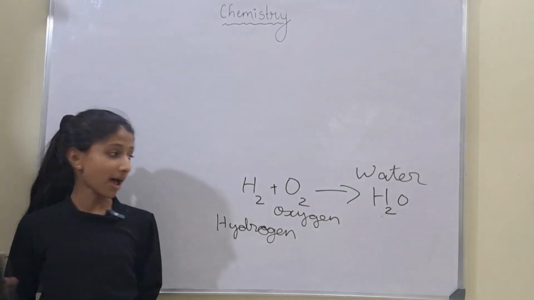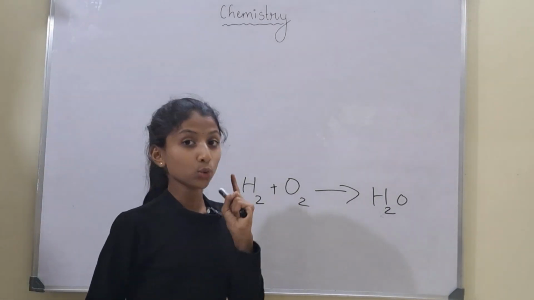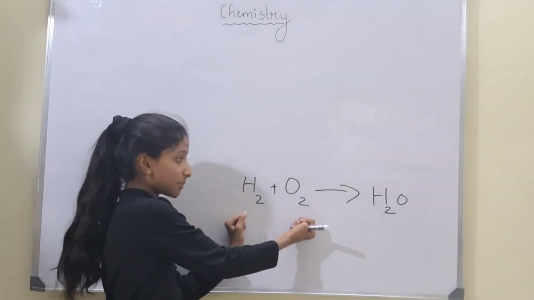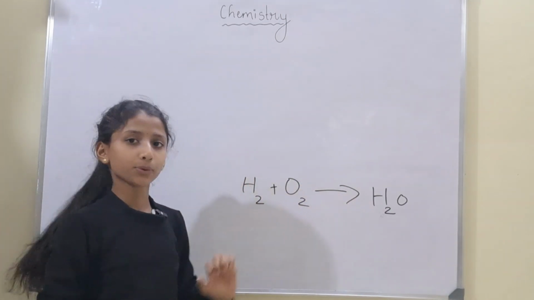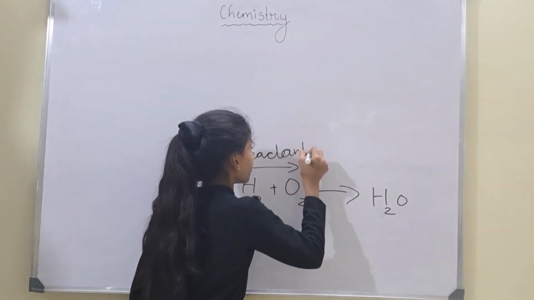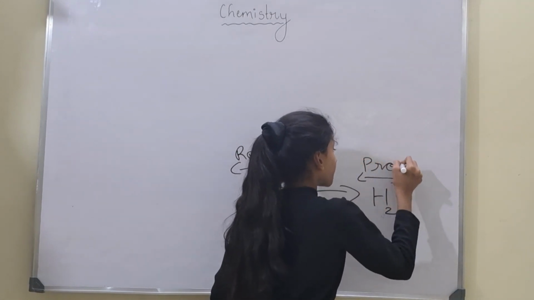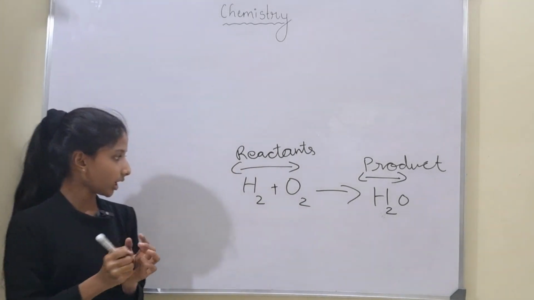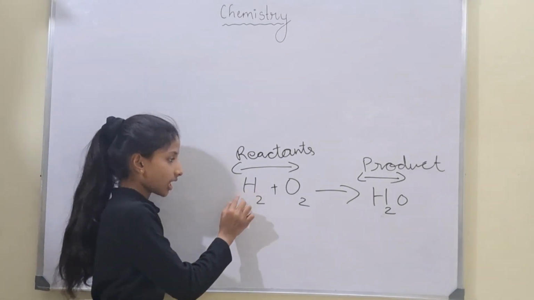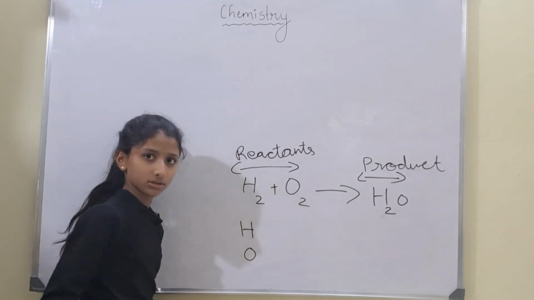To check if it's balanced or unbalanced, we will use a table method. But before that, you have to know what reactants and products are. Reactants are the elements which combine together to form a new substance, the product. Hydrogen and oxygen are reactants, as those two combine to form water, which is a product. Now, what are the elements in this chemical equation? Two elements: hydrogen and oxygen.